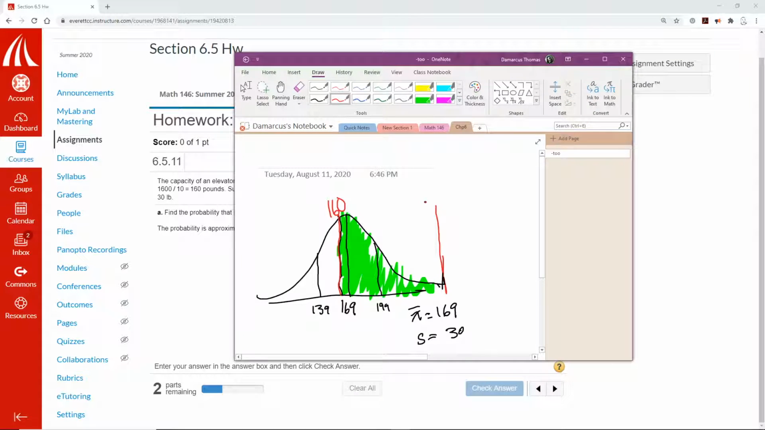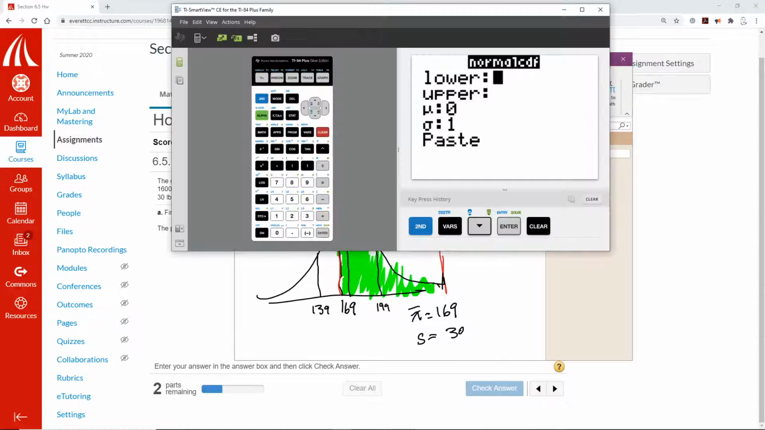And I'll put in a very large number. And those are my two bounds, so I could find the area of any region. All I need is the two bounds. So getting back on my calculator, my lower bound is 160. My upper bound, I'm going to put in 1 billion.